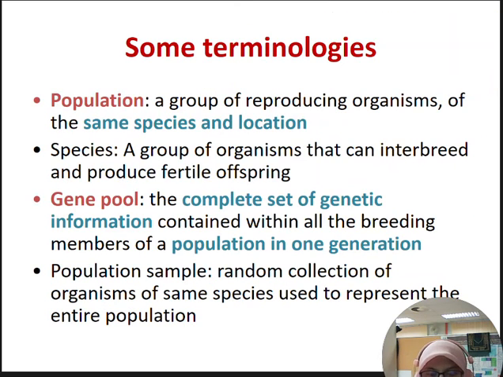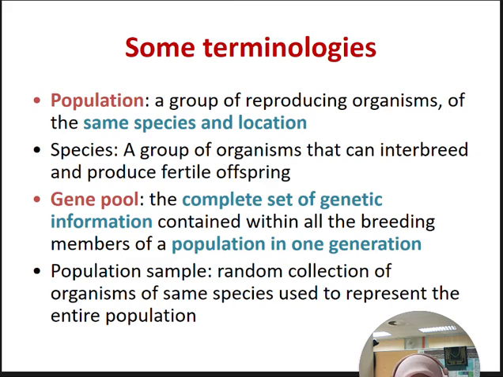There's some terminology that you should know in this chapter, that is, what is population. Again, population is a group of reproducing organisms of the same species and location. So they are the same species and they are staying at the same habitat. Okay, so a species is a group of organisms that can interbreed and produce fertile offspring.